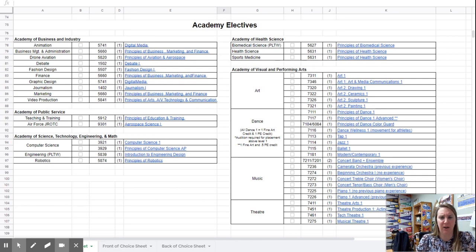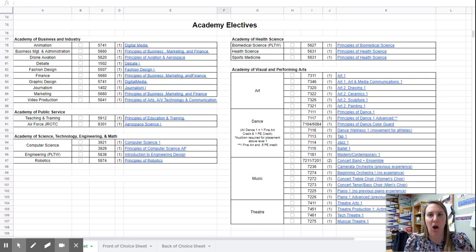Principles of Dance Color Guard. I just want to draw close attention. Color Guard dance is our dancers who dance with the band at football games. They've got the big flags that they twirl. That's Color Guard. I will say Color Guard takes up 2 class periods. You'll see when we get down to band, band takes up 2 class periods because you meet every day. So that's why with Color Guard, you'll see 2 course numbers. It takes up 2 of your courses. Dance Wellness 1, Movement for Athletes.